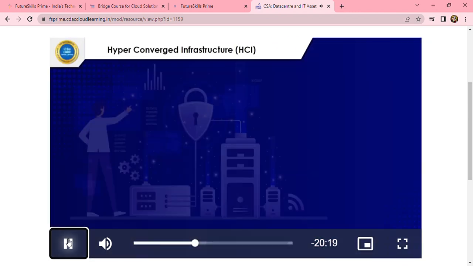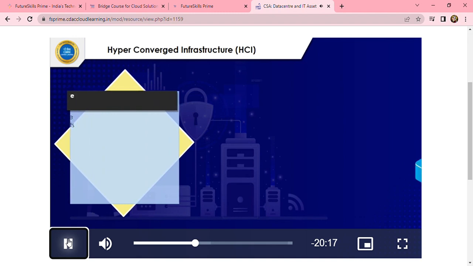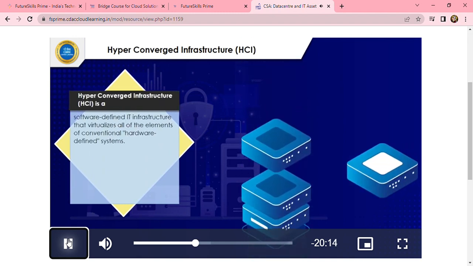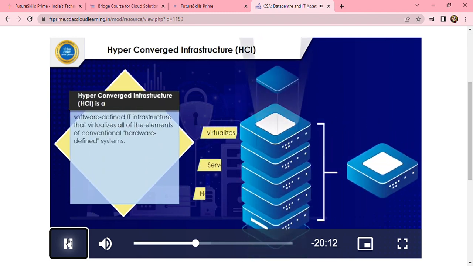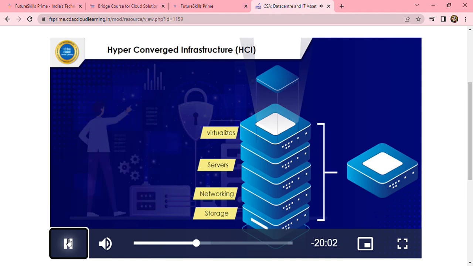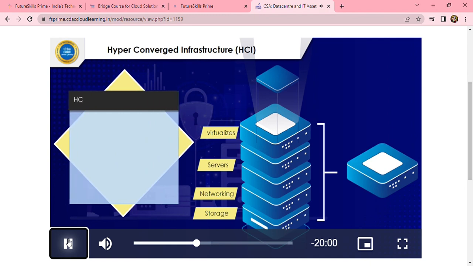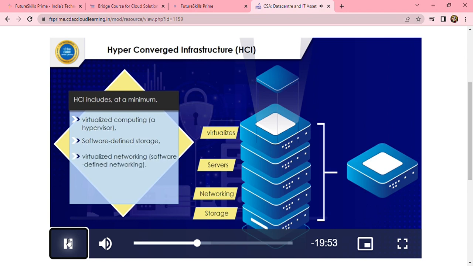Hyper-converged infrastructure (HCI). Hyper-converged infrastructure (HCI) is a software-defined IT infrastructure that virtualizes all of the elements of conventional hardware-defined systems. HCI includes, at a minimum, virtualized computing, a hypervisor, software-defined storage, virtualized networking, software-defined networking. HCI typically runs on commercial off-the-shelf (COTS) servers.